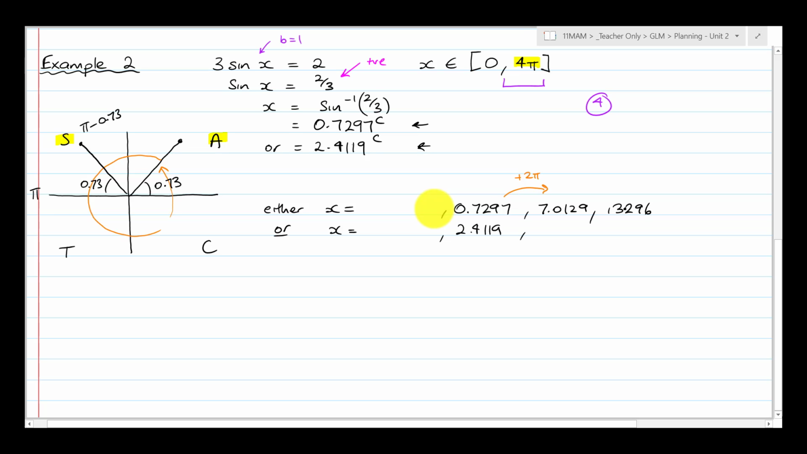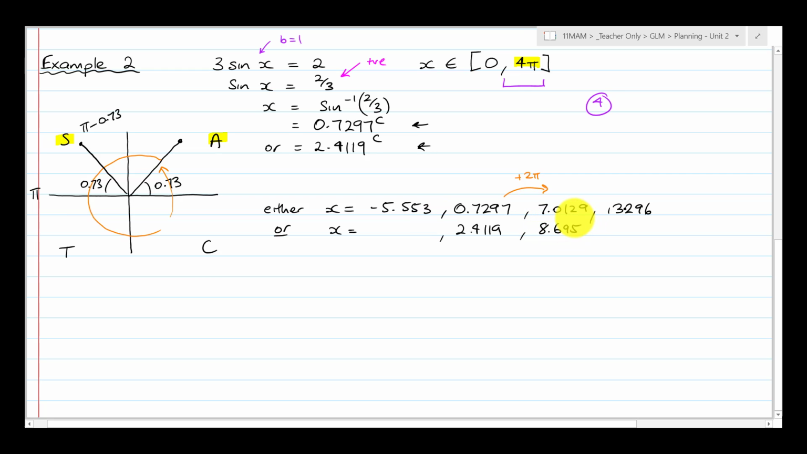So in this case, I'm going to subtract 2 pi from the initial answer, and I get negative 5.553. And I can keep on going. I can get more and more solutions. I can do the same with my initial answer, 2.4119. And that gives me 8.695.